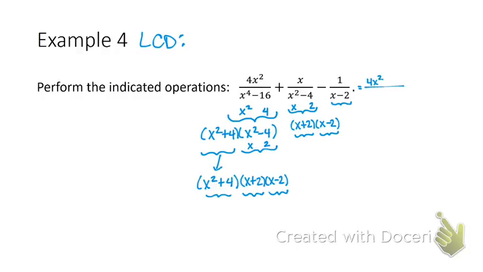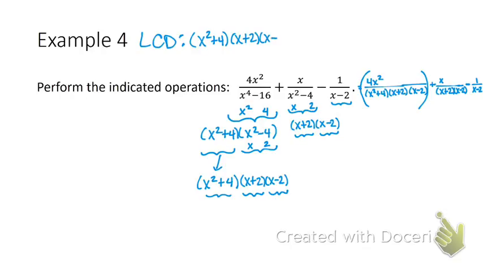So I have 4x squared over x squared plus 4 times x plus 2 times x minus 2, plus the second fraction is x over, it was x plus 2, x minus 2. And then it's minus 1 over x minus 2. So, let's work on that least common denominator now. What am I going to have to multiply this first fraction by to get rid of it? Good, the x squared plus 4. Anything else? Good, x plus 2 and x minus 2.